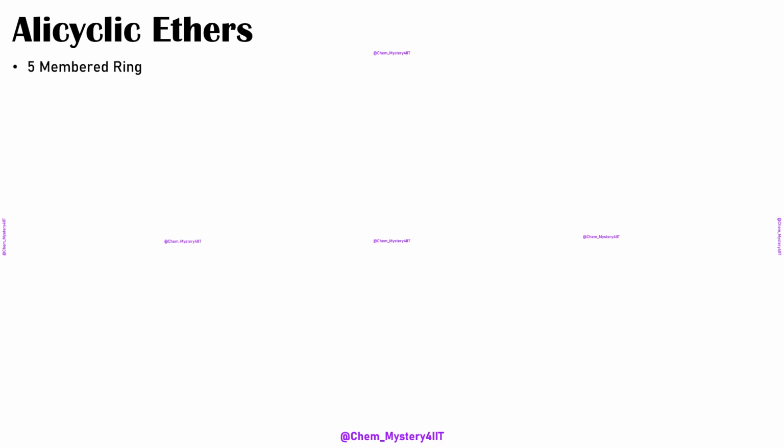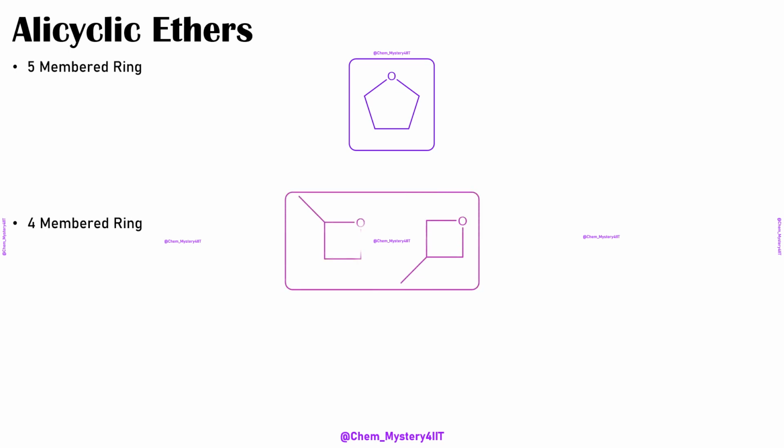So starting with the options, the first one we are having is the alicyclic ether. The first possibility is a 5-membered ring with 1 oxygen. We call this compound tetrahydrofuran, THF. Now the next possibility is pretty much straightforward. We are going to have the 4-membered ring where the methoxy group can be present on the alpha carbon of oxygen or on the beta carbon of oxygen.